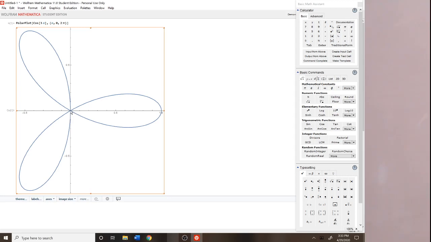So the question is, what is this value of theta and what is that value of theta? Well, r here is 0. What value of theta gives us an r of 0? My original function was cosine 3 theta. So if I let theta equal 0, cosine of 0 is 1. So that's actually out here.